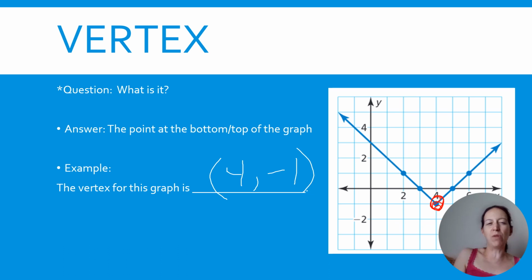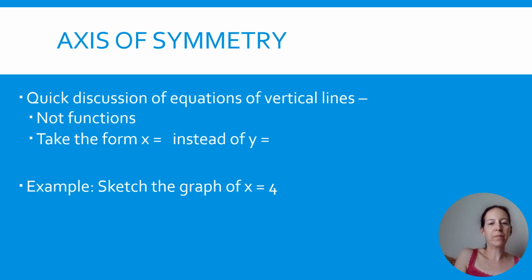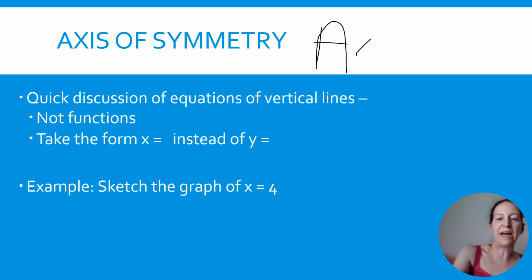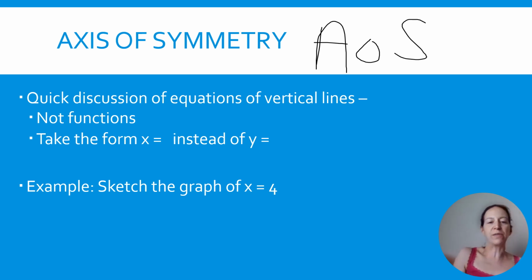Again, most students don't have a problem with this. It's just sometimes stating just the x coordinate or just the y coordinate. Now the axis of symmetry, and I mentioned earlier the axis of symmetry, I will often abbreviate that AOS for axis of symmetry. So I wanted to start with a quick discussion of vertical lines.